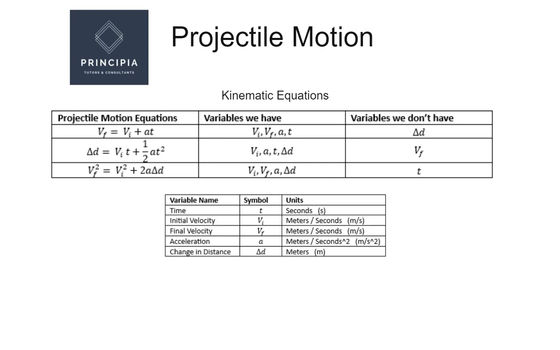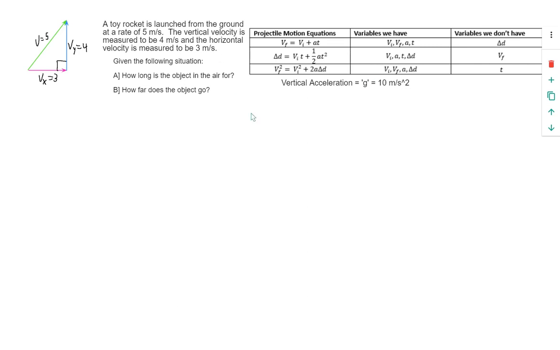Let's look at a problem together. A toy rocket is launched from the ground at a rate of 5 meters per second. The vertical velocity is measured to be 4 meters per second, and the horizontal velocity is measured to be 3 meters per second. Given the following situation, we need to figure out how long the object is in the air for and how far the object goes.